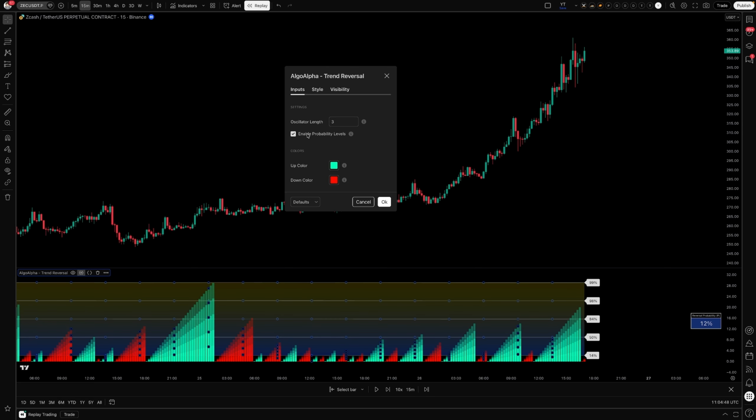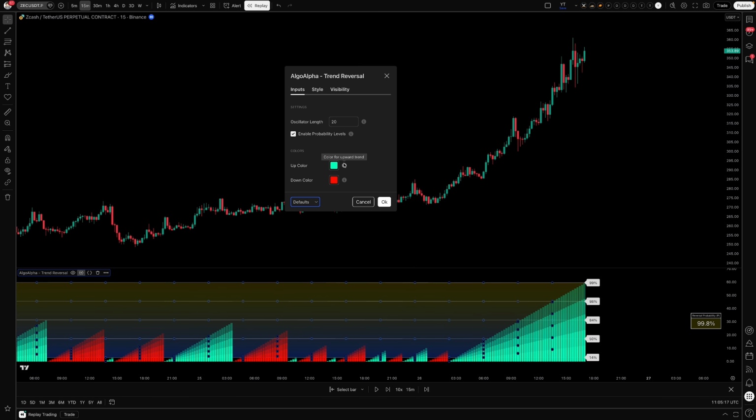You can also turn probability lines on or off and change the histogram colors to visually distinguish risk zones. For basic use, the default setting works well. Later, you'll be able to adjust the sensitivity to fit your time frame and instrument.